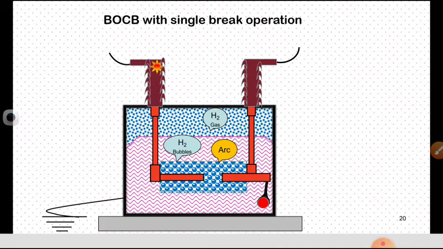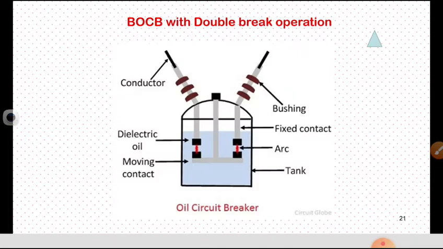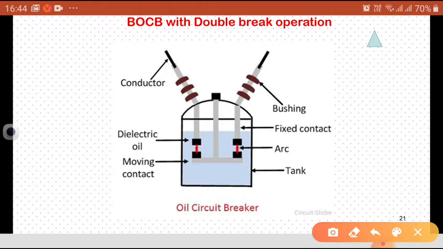Now let us see another one. So the double brake system. What is a double brake system? Similar to the previous case, here the double brake consists of conductors, bushings, insulators, oil, and moving contacts. Here you can see the bottom is a moving contact, and these are fixed contacts. It has two fixed contacts, and the one moving contact can be operated upward and downward by using some mechanism.